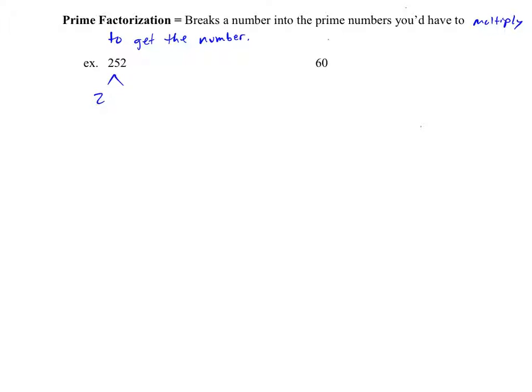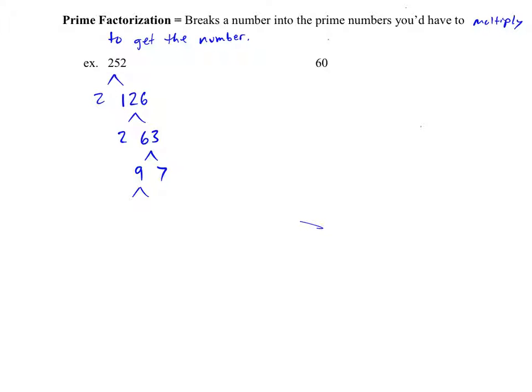So half of 200 is 100. Half of 52 is 26. So I'm going to divide that by 2. Half of 120 is 60. Half of 6 is 3, so 2 and 63. 63 we could break up into 9 and 7. And 9 we could break up into 3 and 3.